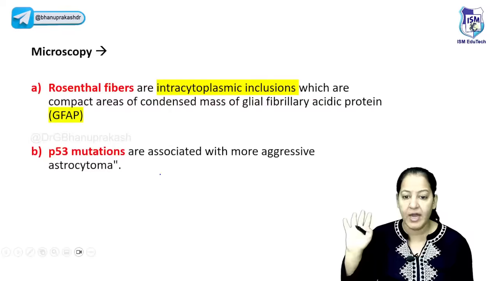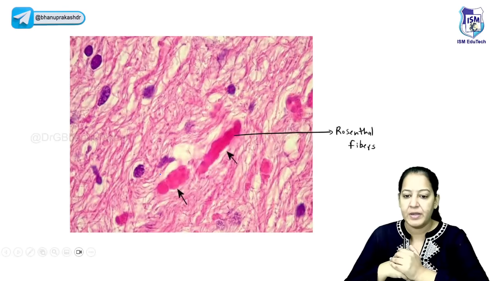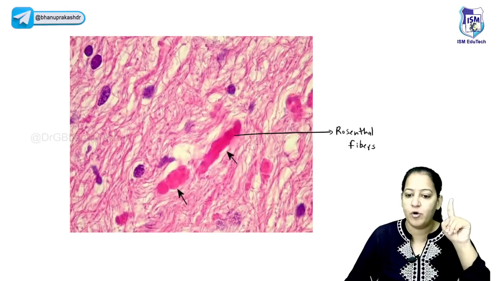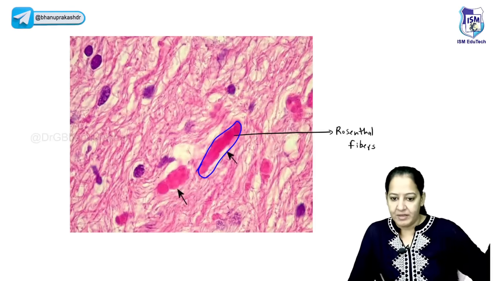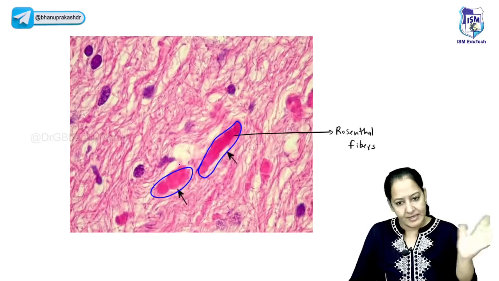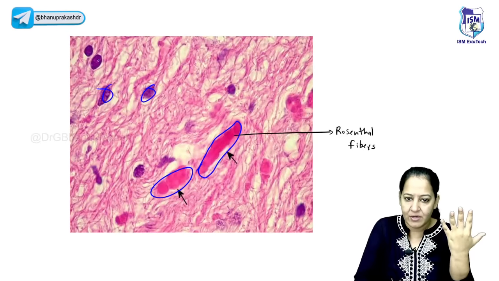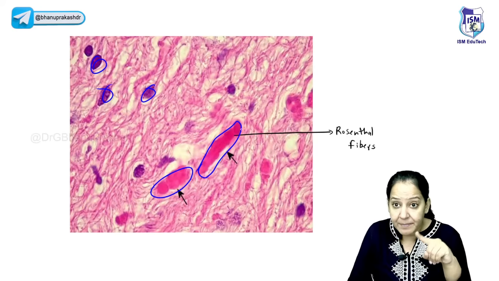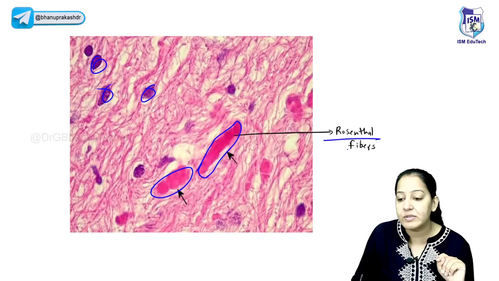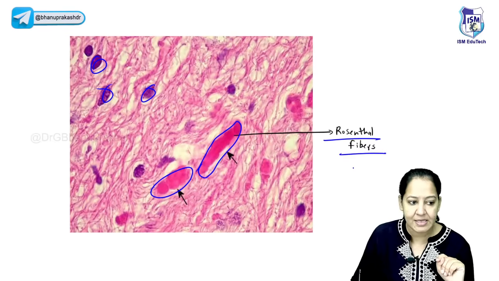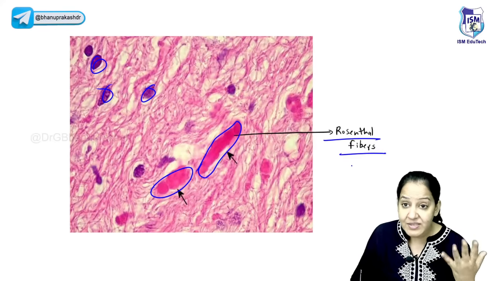This is gross. Microscopically, this is the diagram. In the diagram, you can see only one abnormal finding: pink color fibers inside the tumor. The rest of the brain is normal, the fibrillary background. You can see the neurons and oligodendrocyte cells, but these fibers are abnormal. The pink color fibers are known as Rosenthal fibers. Please say the word: Rosenthal fiber.